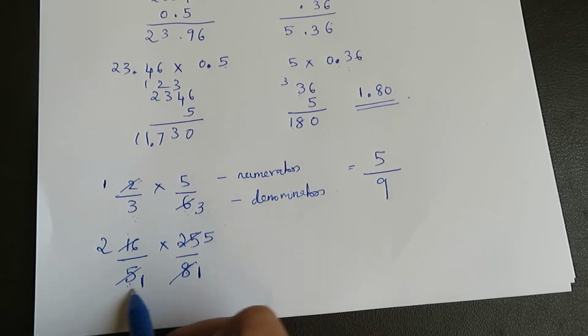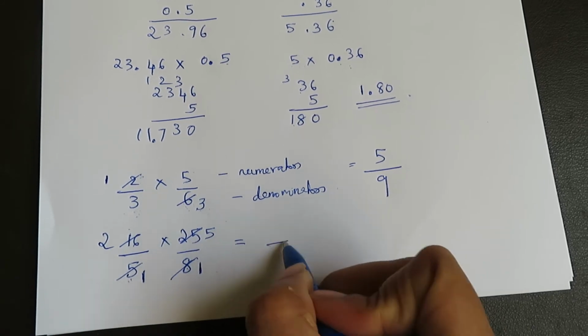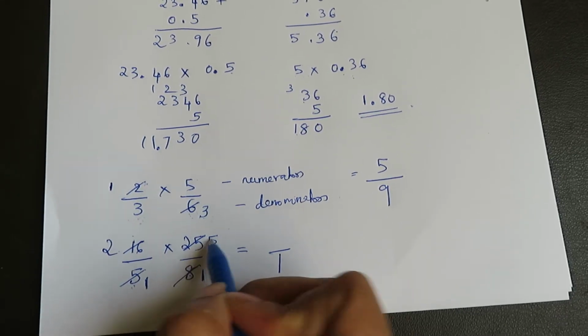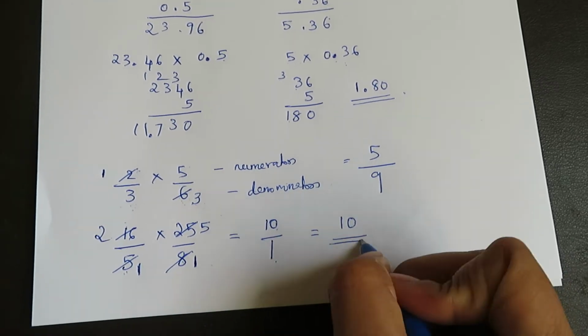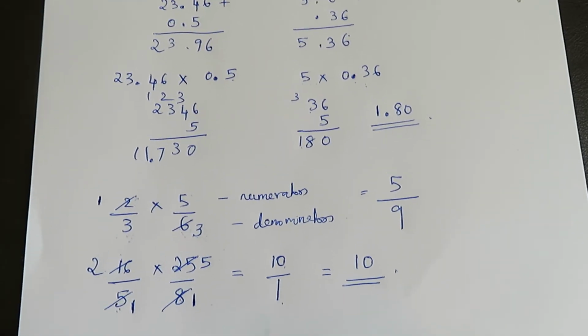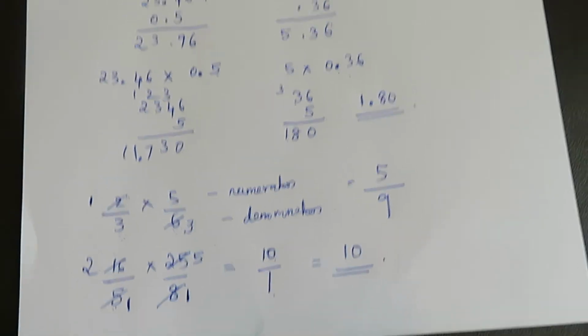Now, okay, I have 1 in the denominator. 1 into 1 is 1. 2 into 5 in the numerator gives me 10. So 10 divided by 1 is the same as 10. The final answer is 10 here. This is how you do a fraction multiplication.